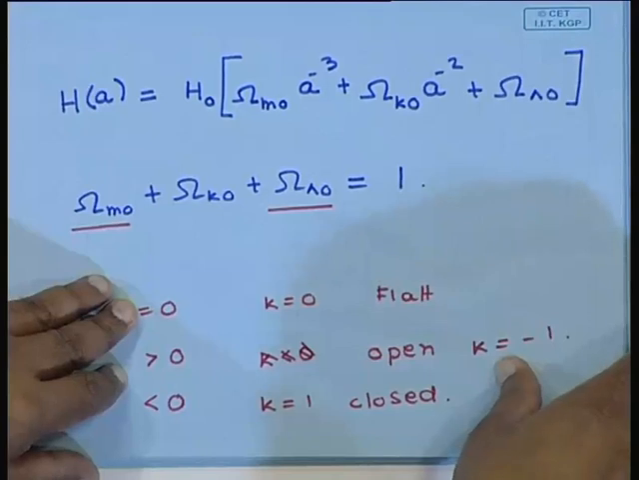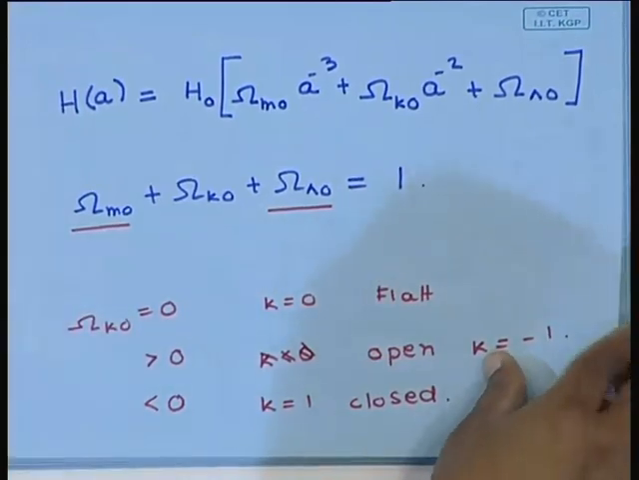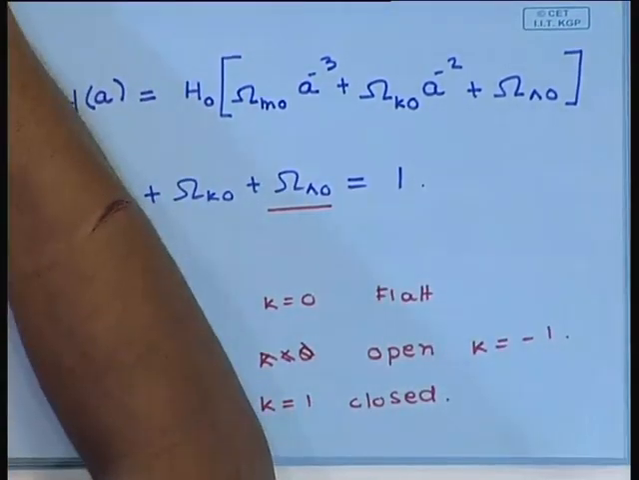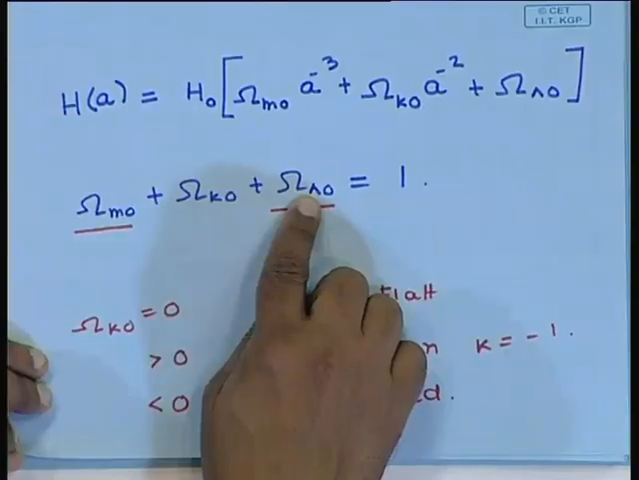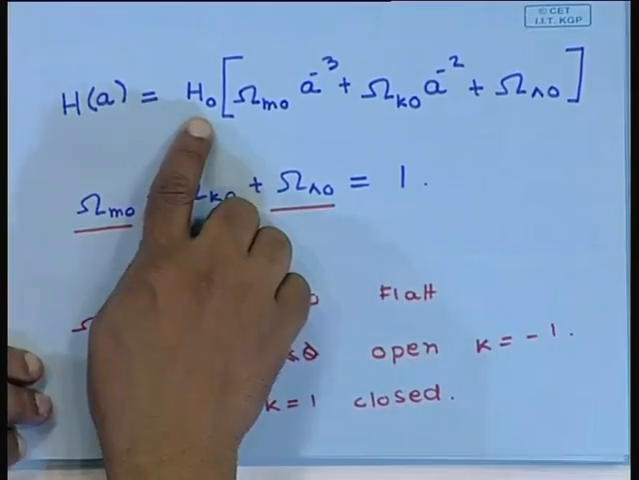So, these graphs show you the distance modulus for different choices of these parameters, omega matter and omega lambda, and the shape of these graphs depends on the choice of these two parameters. It also depends on the value of H naught.